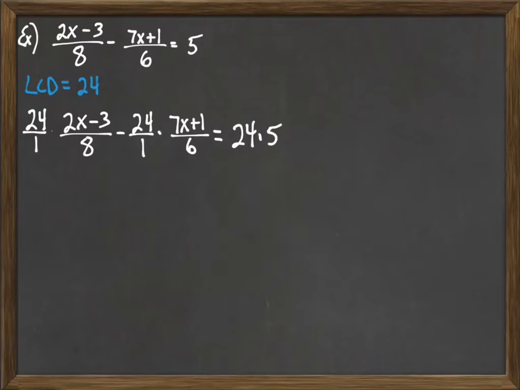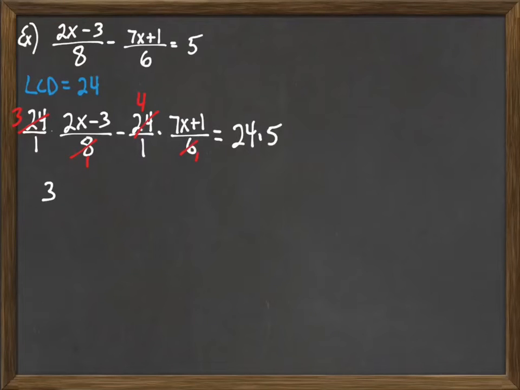With the 24 and the 8, I can cancel both of those out, and that leaves me with just a 3 on the top. When I come to the second fraction, the 24 and the 6, I can cancel those out, and that leaves me with just a 4 on the top. And then I get to 24 times 5. There's no canceling there, so I just have to multiply 24 times 5 and get 120.